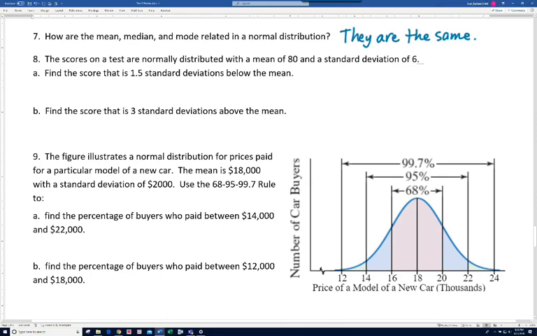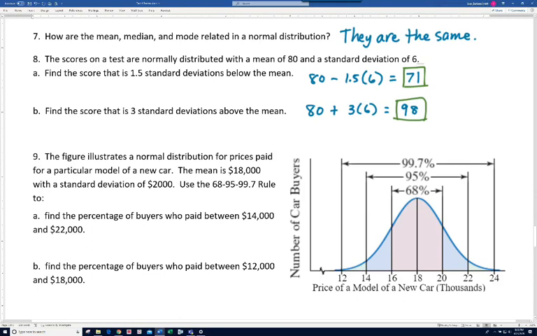Here we want the score that is 1.5 standard deviations below the mean. So what we want to do is we'll start with 80, and we're going to subtract off 1.5 standard deviations, or 1.5 times 6. And so you get 71. All right. So on part B, it says find the score that is 3 standard deviations above the mean. So you would start with 80, and then basically you're adding 3 6s, or 3 times 6, and you get 98.